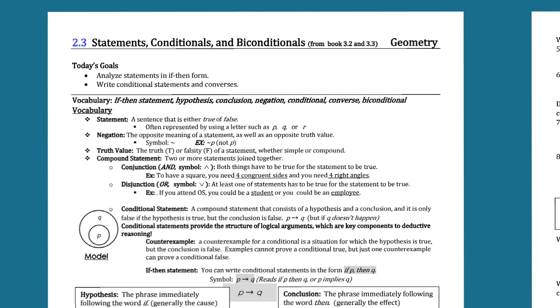All right, so in lesson 2.3, it's from your book 3.2 and 3.3. We're going to talk about statements, conditionals, and biconditionals. And I didn't quite say that right, but okay.